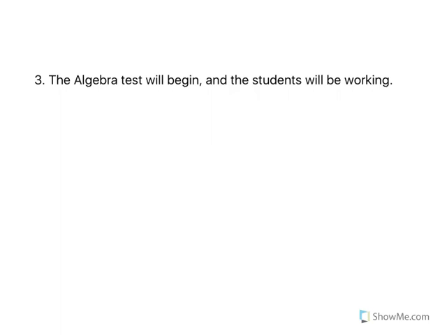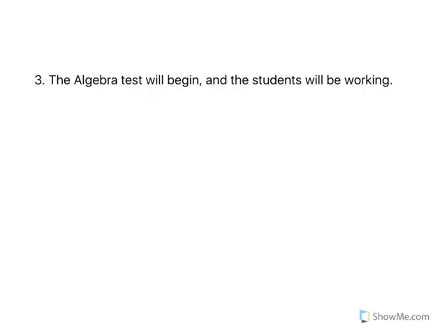Okay, so our third sentence says the algebra test will begin and the students will be working. So we can already see that this is going to be a compound sentence because this is an independent clause and this is an independent clause. We can see that these are independent clauses because they stand alone. They both have a subject and a verb, and they both make sense by themselves. So the algebra test will begin. That makes sense? The students will be working. That also makes sense. They're both independent clauses connected by this conjunction here.